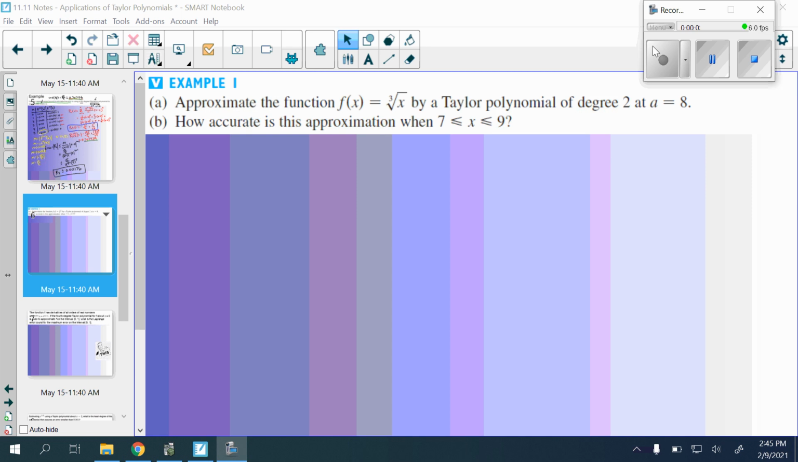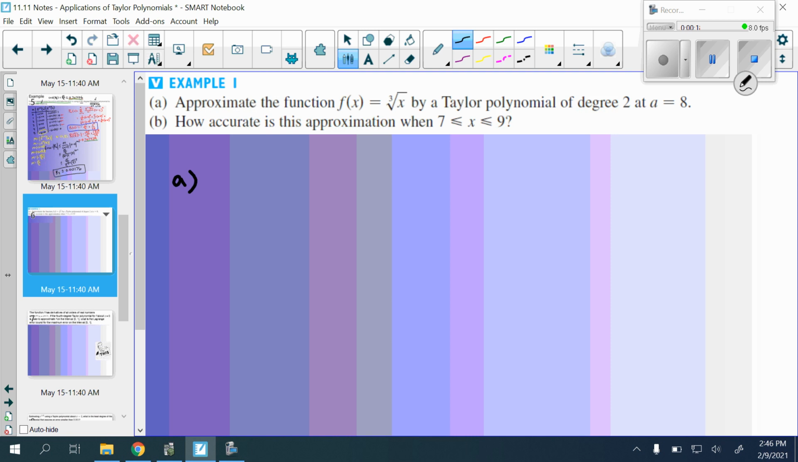All right, this next example gives us the function, the cubed root of x, and wants us to use a Taylor polynomial of degree 2 around the value of 8. So our first part to this, A, what we're going to want to do is find all those derivatives. And then what we're going to need to do on this one is find that around 8, because that's the value that they asked us to do on this one.